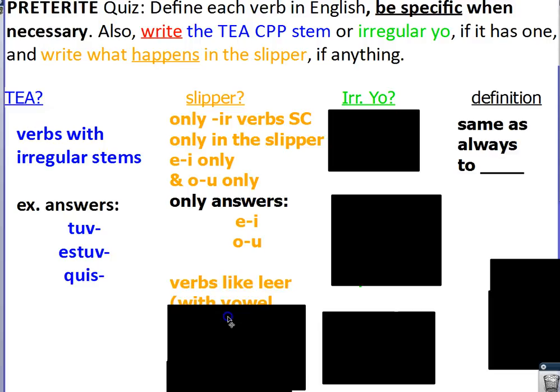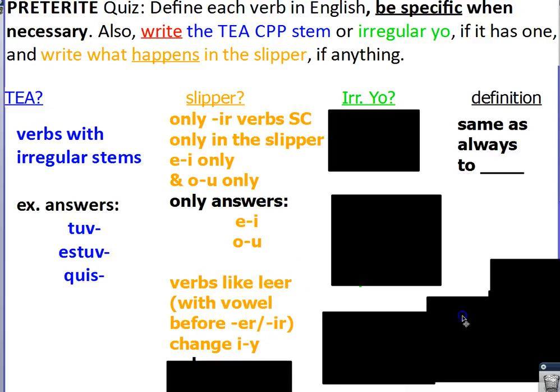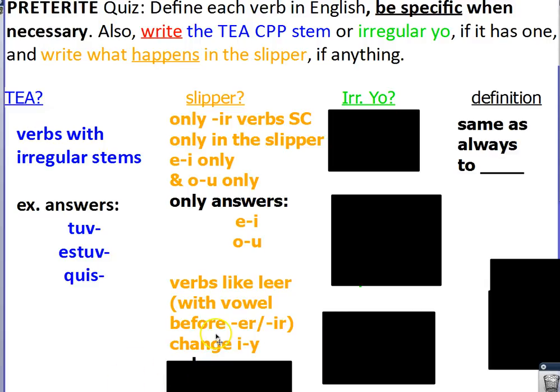Verbs like leer, which means they have a vowel directly before the infinitive ending, so the letter E before ER, something special happens to them. They change I to Y in the slipper, so the answer for leer is I to Y.